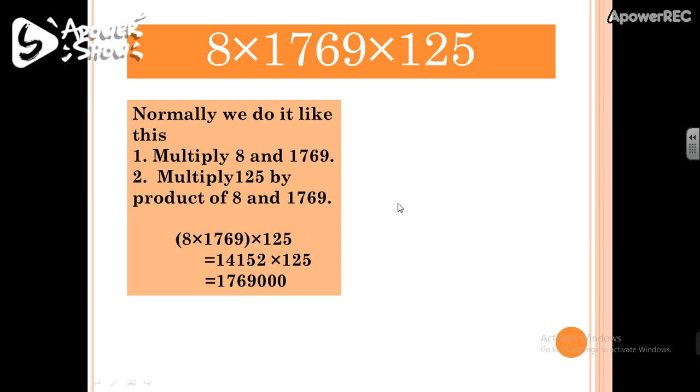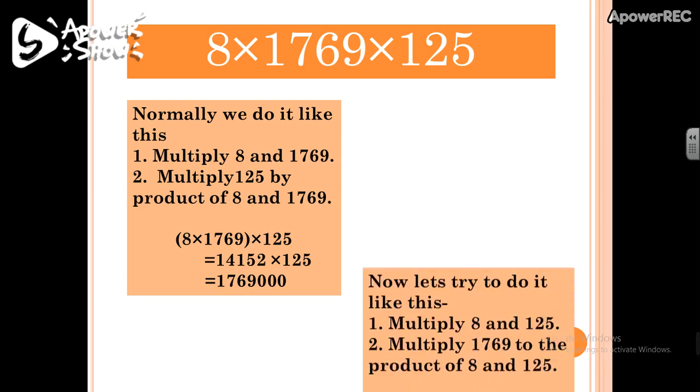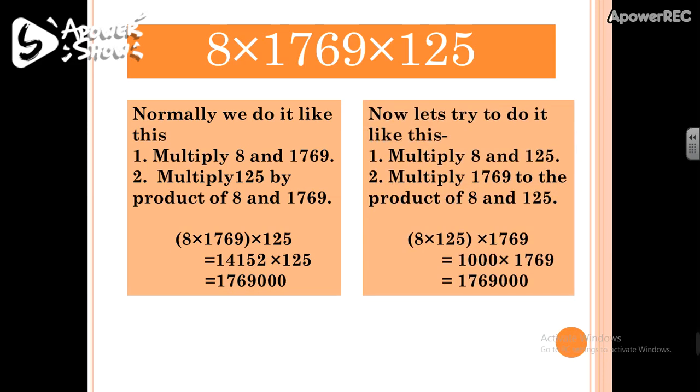Now let's try to find this product by regrouping the numbers together. After regrouping, we are going to multiply 8 and 125 before. After multiplying 8 by 125, we get 1000. And now I am going to multiply 1000 by 1769. We can quickly calculate this product, and the answer is 17,69,000.